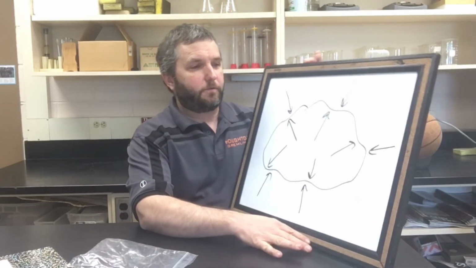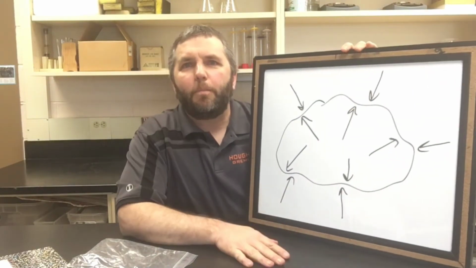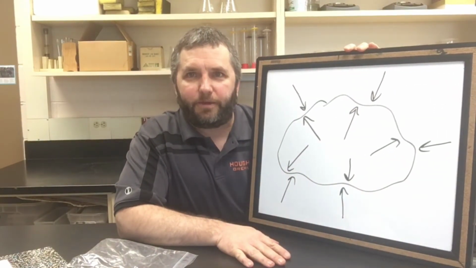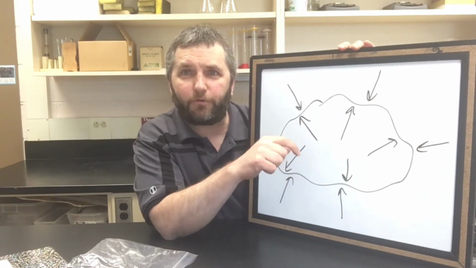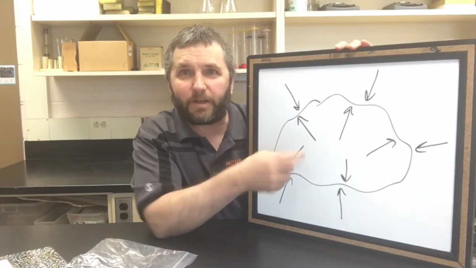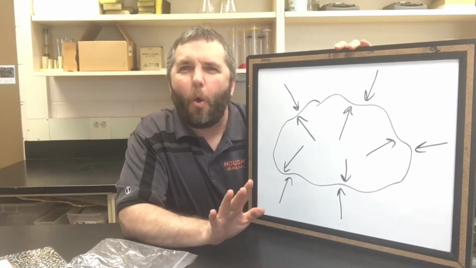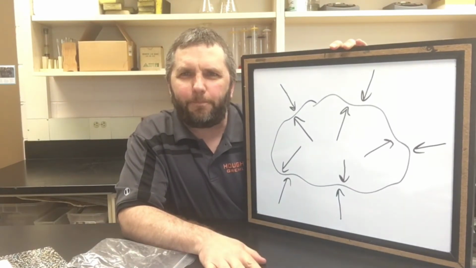Okay, let's see what you got. Hold it up so that I can see it, please. Oh, nicely done. Okay, so let's take a look at what the most common is through the class. Most of them look something like this. You'll notice there's an equal number of arrows pushing out as there are pushing in. Why does it have to be that way?